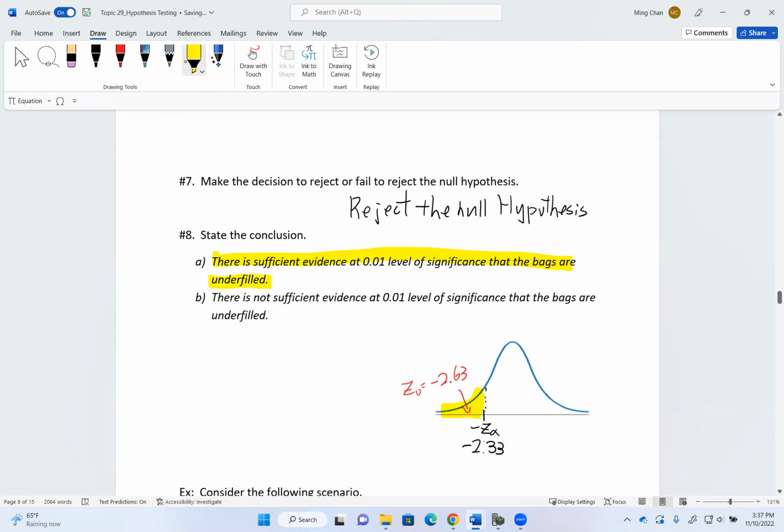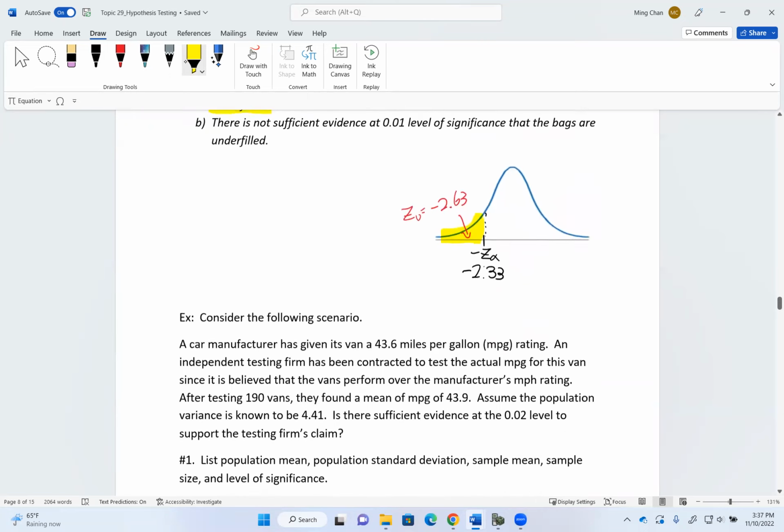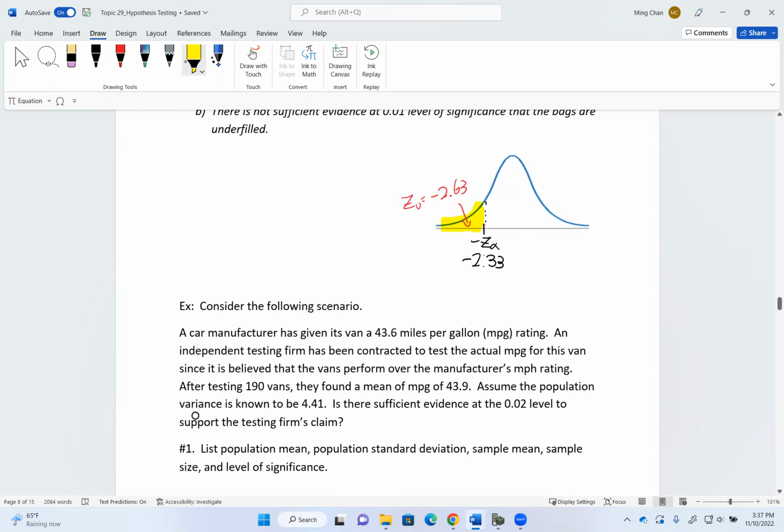In part 2, I'm going to do this particular example. Then I will show you how to do hypothesis testing for sigma unknown and the population proportion. All right, stay tuned.